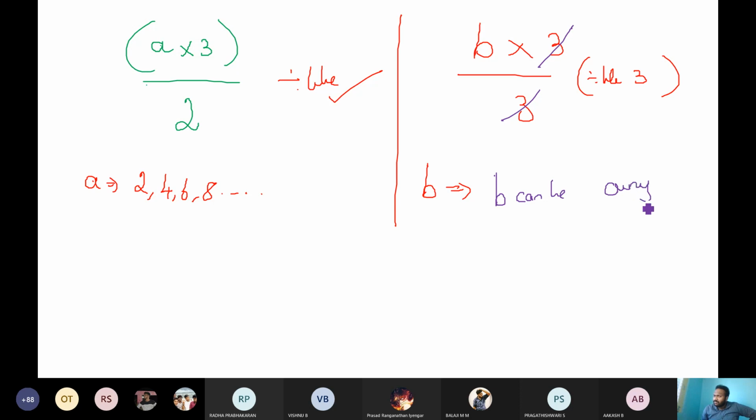Any number. Okay, minimum possibility is 1. Minimum possibility for B is 1. Clear with these two conditions so far? Clear, everyone? Guys, tell me if you are clear with these two conditions. Yes, sir. Okay.